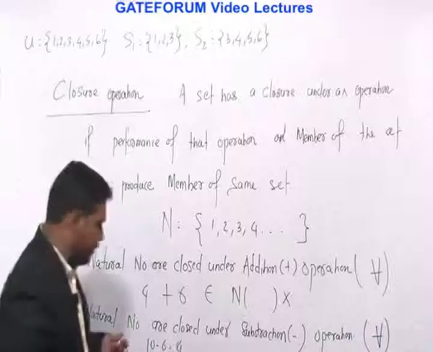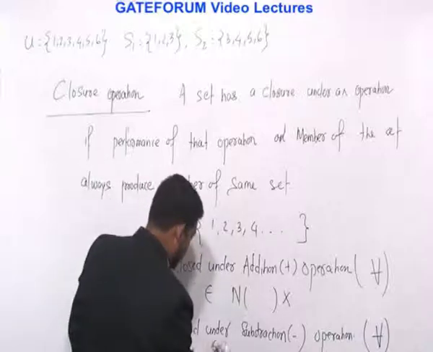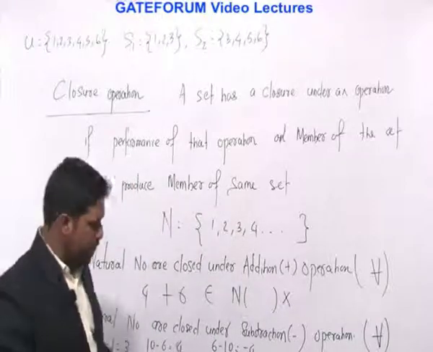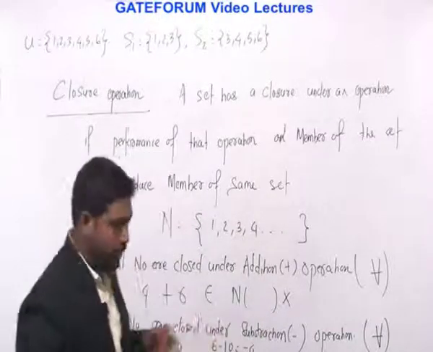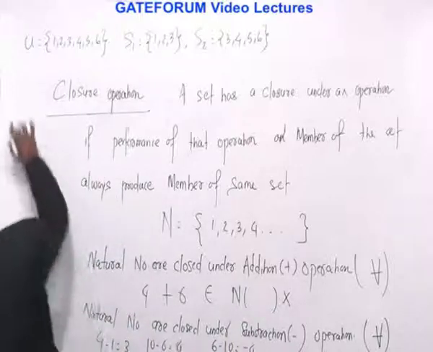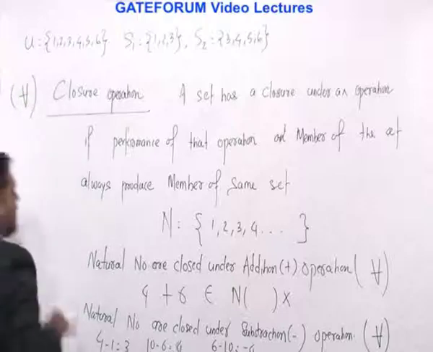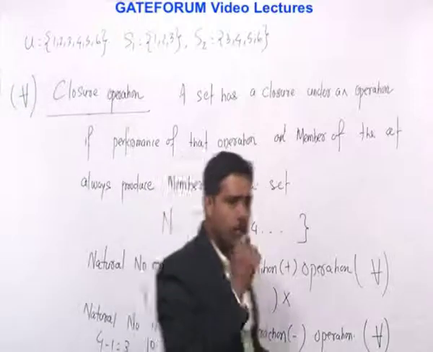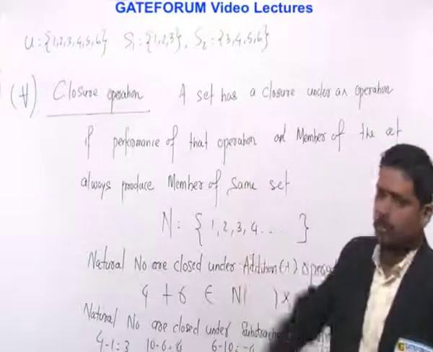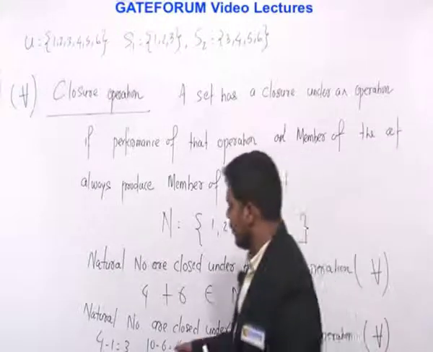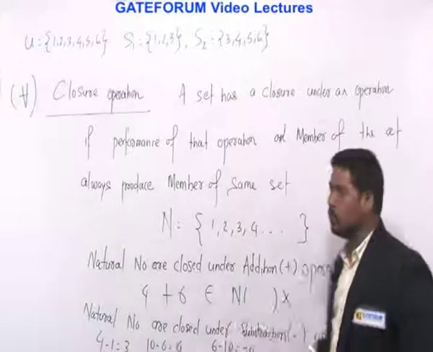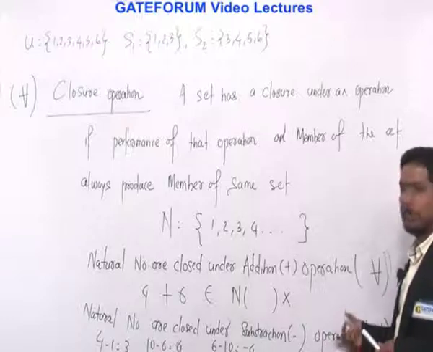So I need one contradiction for it, and the contradiction can be, let's say, 6 minus 10, and it will result in minus 4. And negative numbers are not part of the natural numbers. So when I say closed under, I need strictly a universal quantification. If you give me an example that, sir, these are two numbers resulting in a natural number, based on one or two examples I cannot conclude that they are closed under the subtraction operation.